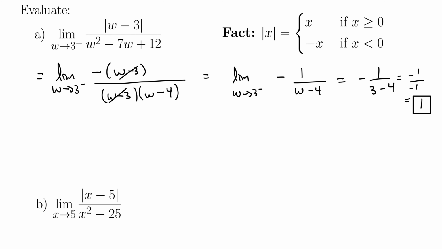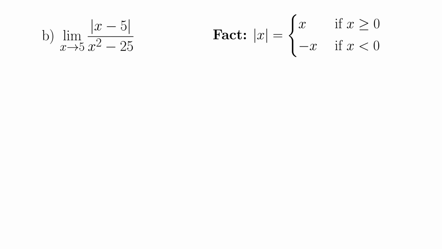Okay, I think we have the hang of this now. Why don't you try B on your own, and then we'll compare notes. So for B, we have the limit as x goes to 5 of the absolute value of x minus 5 all over the quantity x squared minus 25. Pause the video, try that one on your own, use this fact about absolute value, and see if you can get that to come out. I'll give you a hint. Examine the limit as x goes to 5 from the left and the limit as x goes to 5 from the right.